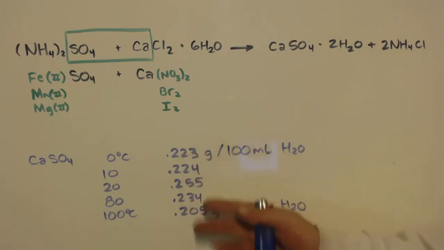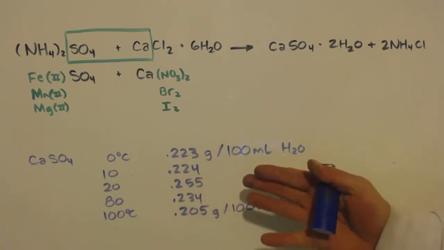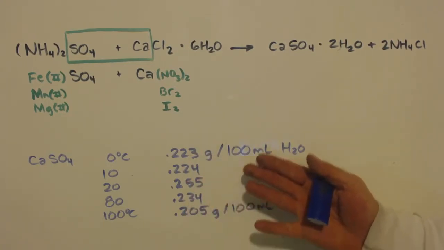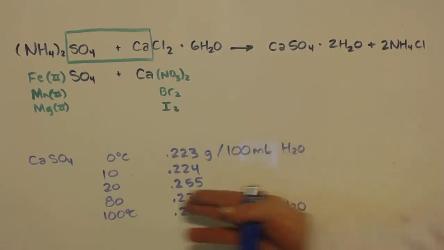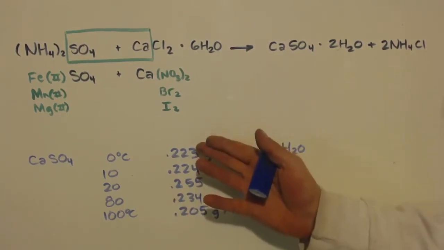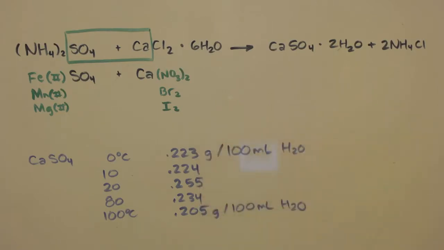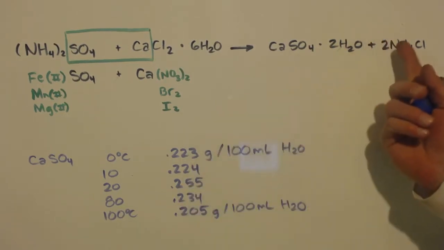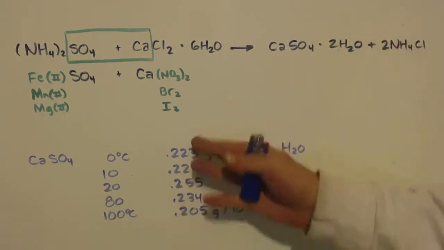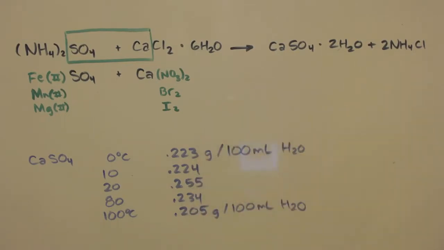So you can only have a little bit in there at 100 C, but at 0 C it's barely any different. You know what I mean? If you want to recrystallize your ammonium chloride out, you're not going to have anything really come out of the calcium sulfate. It's going to stay in solution as long as you leave a few milliliters in there to absorb that.